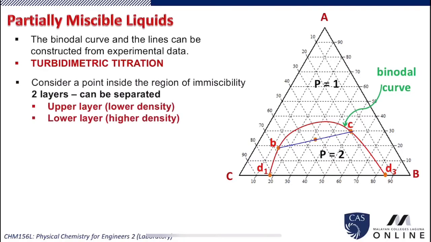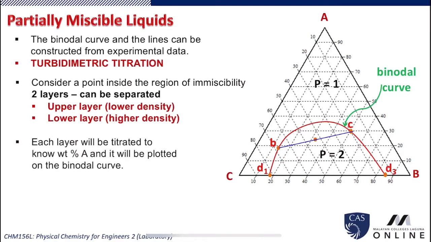Okay, so if we're going to consider a point inside the region of immiscibility, in this case, if we're going to consider this point, wherein you have the region of immiscibility, which is P is equal to 2, now you have two layers, and that could be separated. You could have the upper layer. When I say upper layer, that would be the layer that would be of lower density. That's why it's in the top part. And then you have the lower layer that would be of higher density. If you're going to consider again this point, you have the upper layer, which would have a composition equal to C, and the lower layer would have a composition that is equal to B.